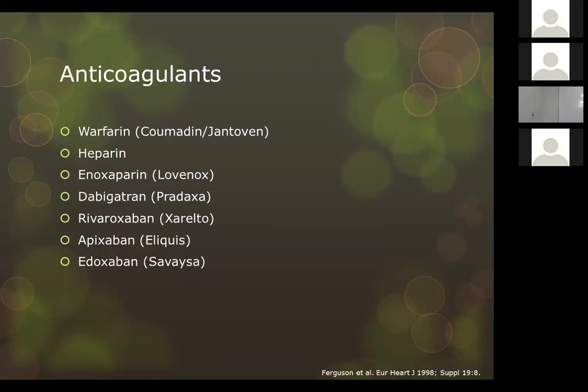Here's a list of the most common anticoagulants you're going to see: warfarin, or Coumadin or Jantoven, heparin, enoxaparin, and dabigatran, rivaroxaban, apixaban, and edoxaban, which are all NOACs, or new oral anticoagulant agents. I'll talk about them, though they aren't necessarily in the most up-to-date guidelines because they are relatively new. They are still brand name.